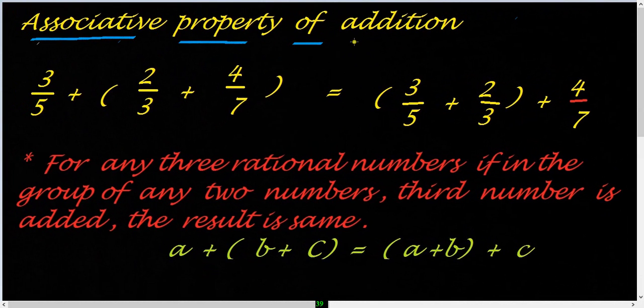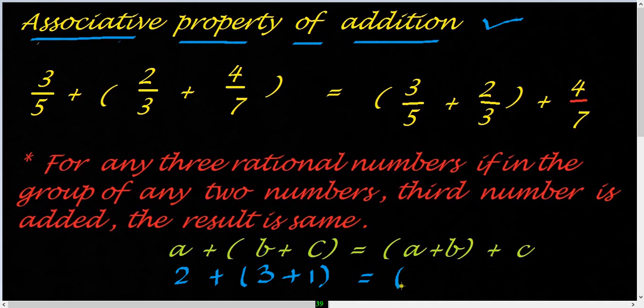Associative property of addition. According to this, if you have three rational numbers, consider a, b, c, and first you add b and c and then add to a, your answer will be the same as if you add a plus b and then add c. See the simple example. If you are adding 2 plus 3 plus 1, just change the position.